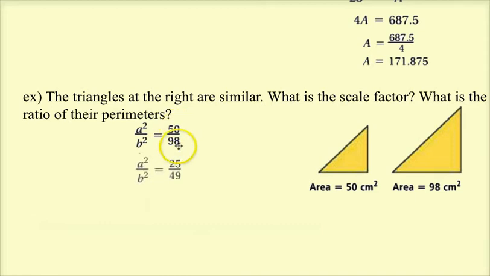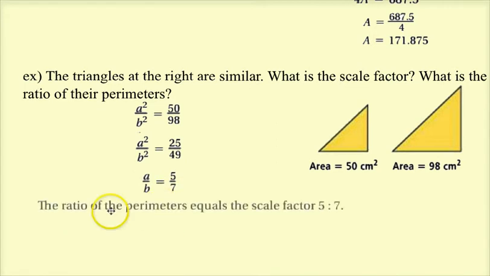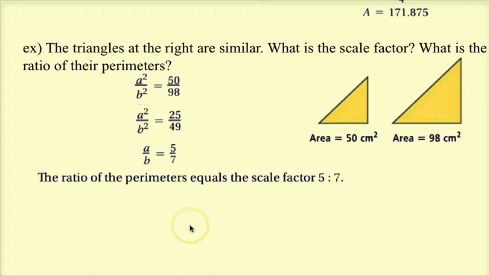Now this 50 over 98 can be reduced. They're both divisible by 2. And I have 25 over 49. And notice these are now perfect squares, right? So I know that A over B equals 5 over 7. So that's going to be the ratio of my sides and the ratio of the perimeters. So the ratio of the perimeters equals the scale factor, and they're both 5 over 7. Or I can write it like this.